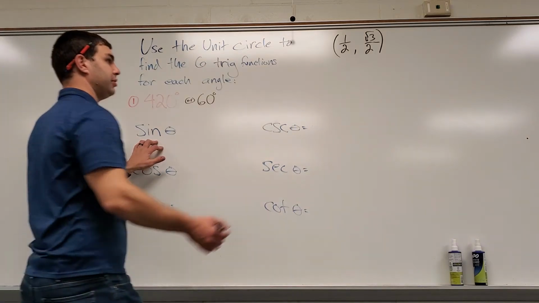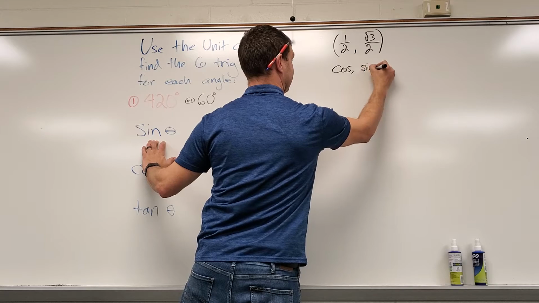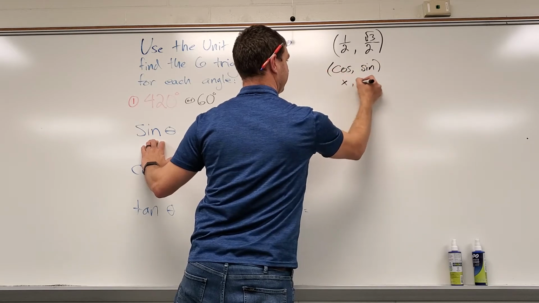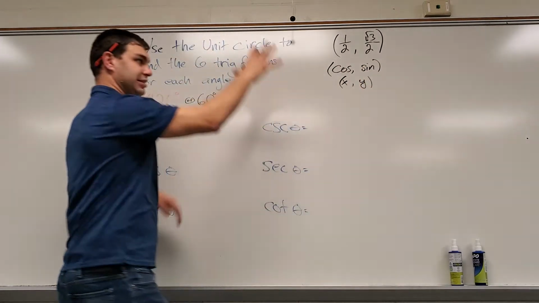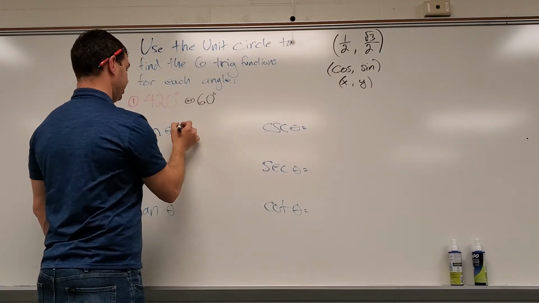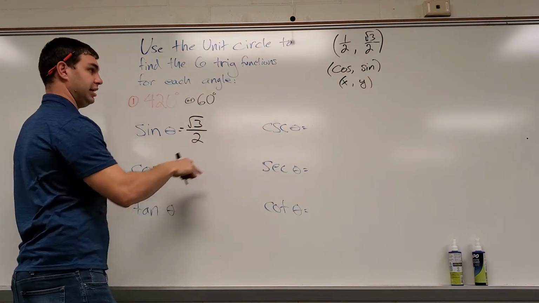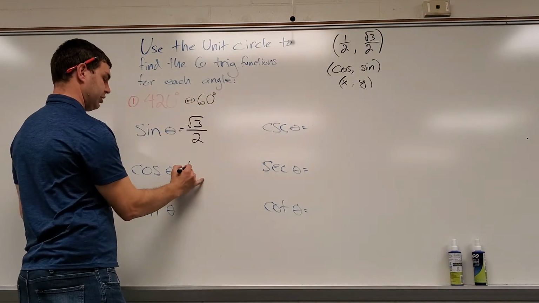Now sine and cosine are right here. This is in the form of cosine, sine. That's our x, y, if you will. Those all mean the same thing, going vertically. And so sine is going to be the square root of 3 over 2. Similarly, cosine is going to be 1/2, right above it.